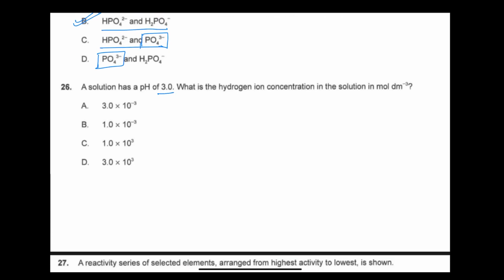Next, the pH is 3. We have to find the H plus ion concentration. The formula for H plus ion concentration is 10 to the power of minus pH, so 10 to the power of minus 3. So 1.2 times 10 to the power minus 3 would be the answer.